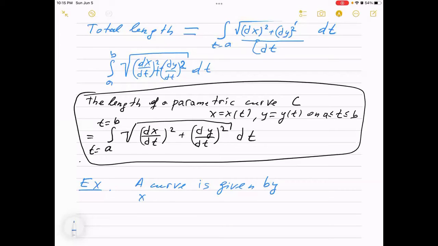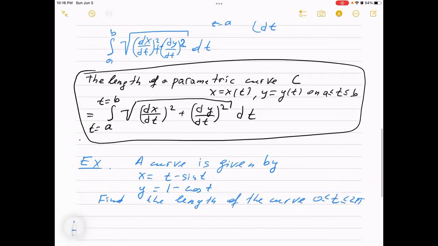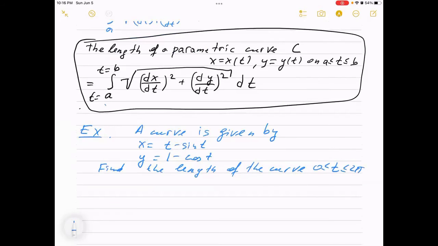x equals t minus sine t, y equals 1 minus cosine t. What we want to do is find the length of the curve, t between 0 and 2 pi. So we're going to be using the formula which we derived a couple minutes ago.